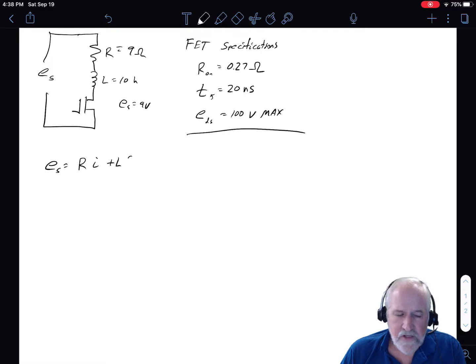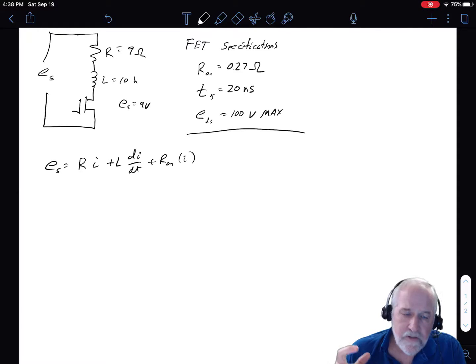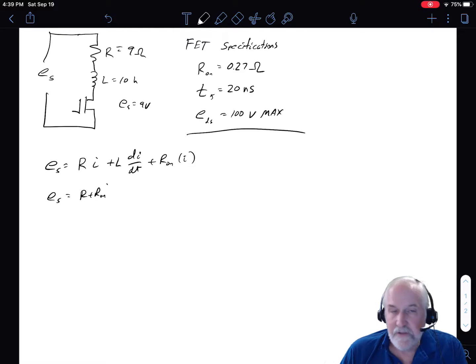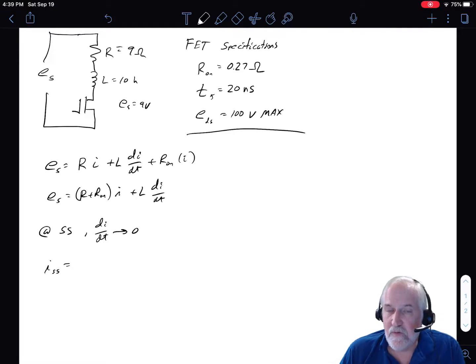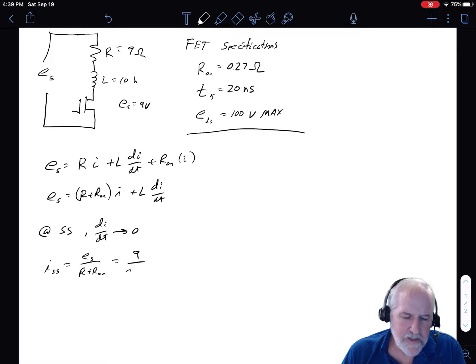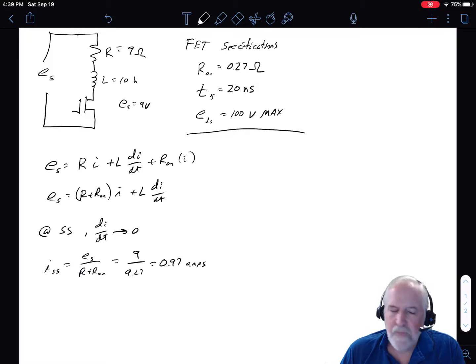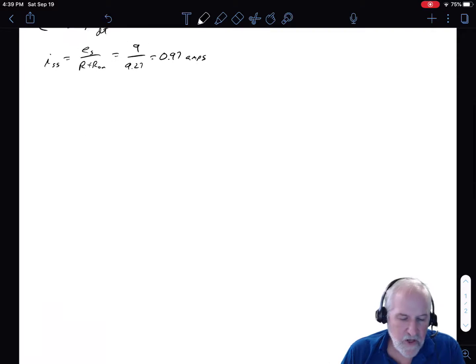We start with a very simple analysis of this circuit: the supply voltage, E sub S, is equal to the sum of the voltage drop across the load resistor, the load inductor, and the FET itself. I'm going to combine the load and the switching resistance into one spot. And now it's a differential equation. But like any differential equation, it's interesting to see what it says at steady state, which is when the derivatives settle out and go to zero. Then we have a very simple solution for the current: the steady state current is the supply voltage divided by the sum of the resistors, and that ends up being about 0.97 amps. So not surprising, pretty straightforward.